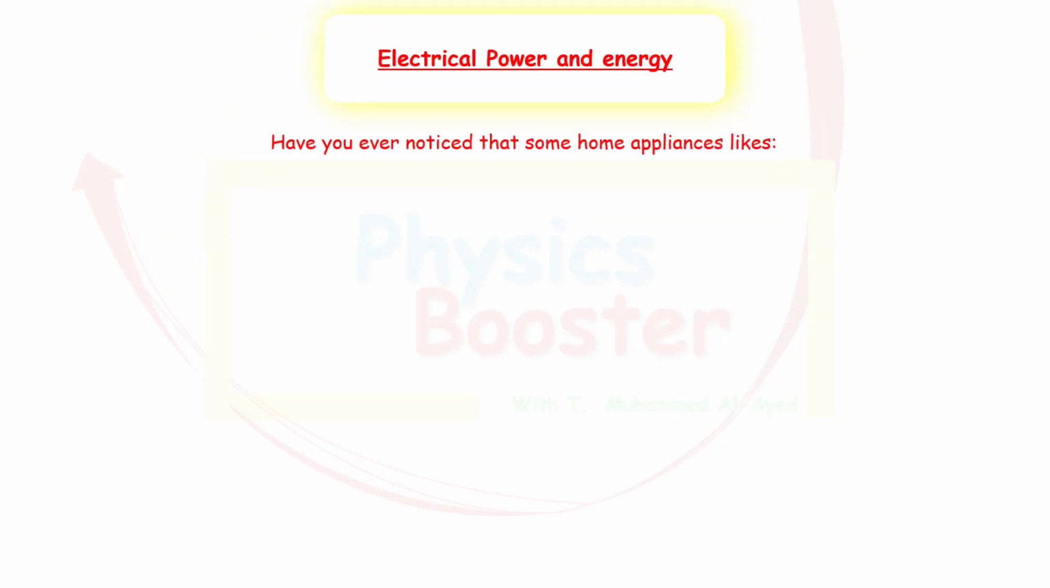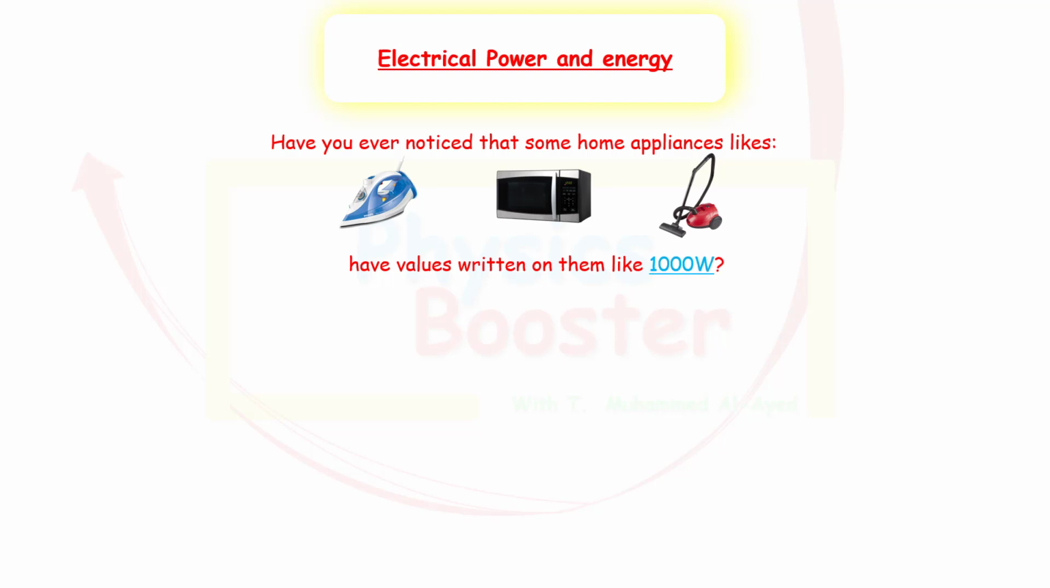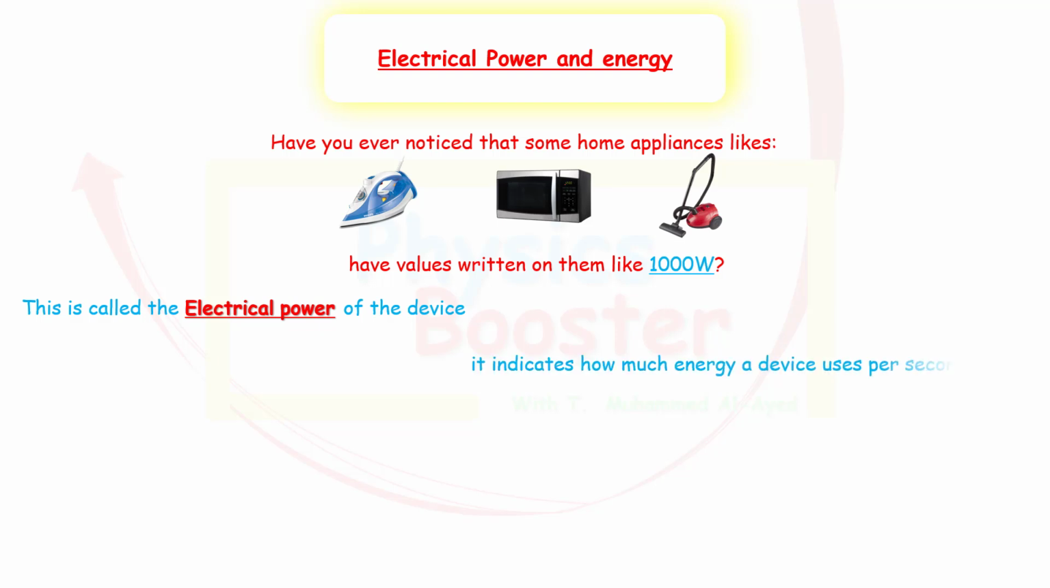Have you ever noticed that some home appliances such as the iron machine, the microwave, the vacuum cleaner have a certain symbol written on them such as 1000, then comes a W. What is meant by this? Actually, this is called the electrical power of a device, and it's an indication of how much energy a device uses per second. So these numbers are important. If a device has a large power, that means it uses more energy every second. The unit of electrical power is called watt.